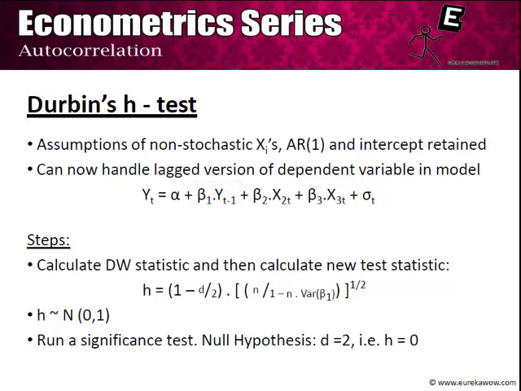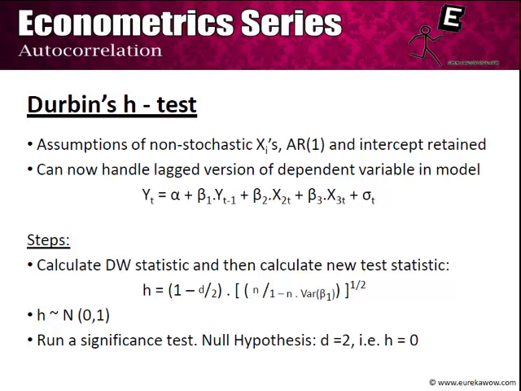To calculate Durbin's h statistic, we first need to calculate the Durbin d statistic as we have previously done. Using the Durbin d statistic, we now modify it to create a new statistic called the Durbin h statistic using this rather complicated formula, which is (1 minus d by 2) into the root of n divided by (1 minus n into the variance of beta 1). This h statistic follows a normal distribution with mean equal to 0 and variance equal to 1, which you would identify as the standard normal distribution.